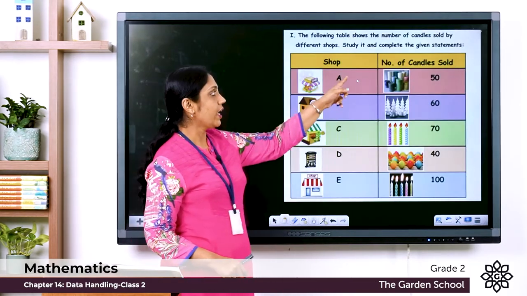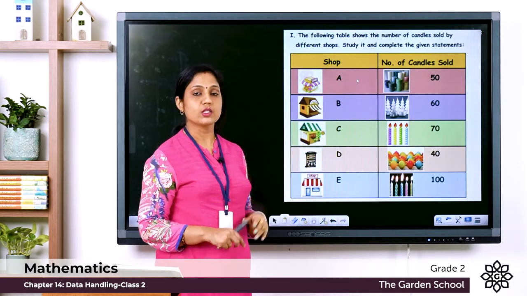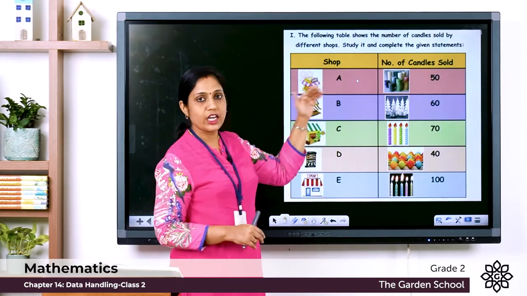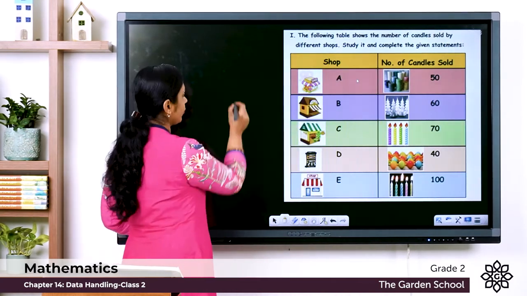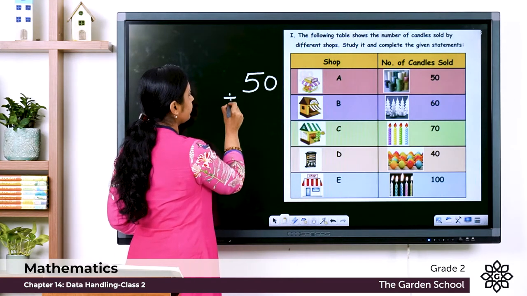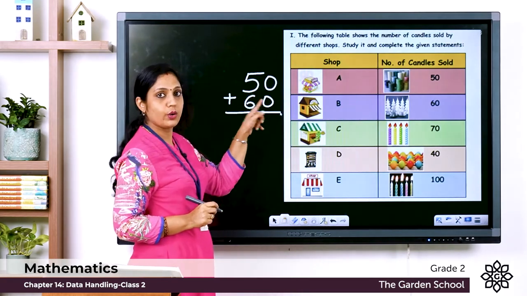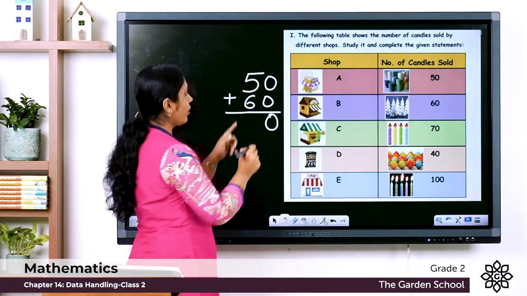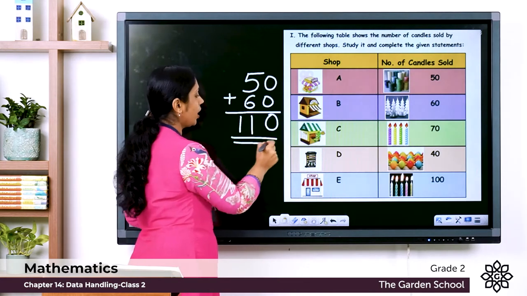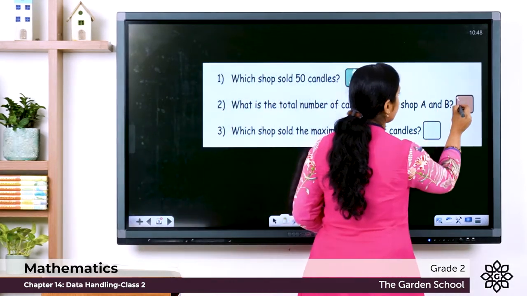So shop A sold 50 candles and shop B sold 60 candles. What is the total number of candles sold by shop A and shop B? For finding out, we have to add 50 plus 60. So 0 plus 0 is 0 and 5 plus 6 is 11. So the total is 110. So you can write here 110.